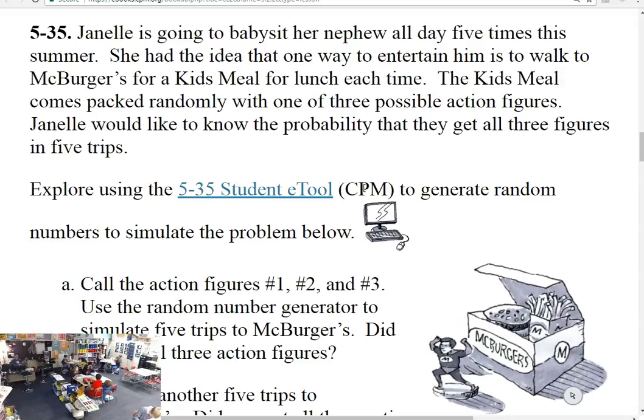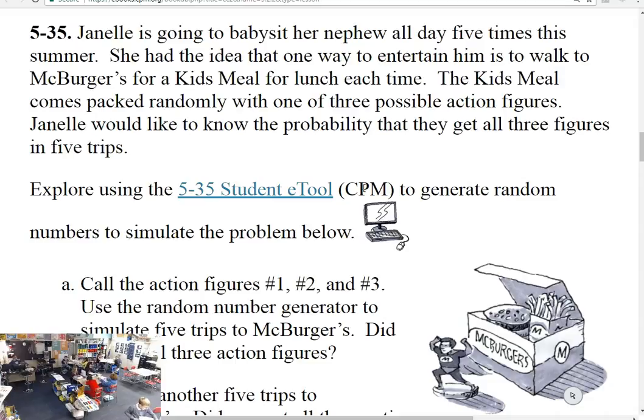So Janelle is going to babysit her nephew all day, 5 times. She had the idea that one way to entertain them is to walk to McBurger for a kids meal for lunch each time. Now the kids meal comes packed randomly with one of 3 possible action figures. Janelle would like to know the probability that they get all 3 figures over the span of the 5 trips.